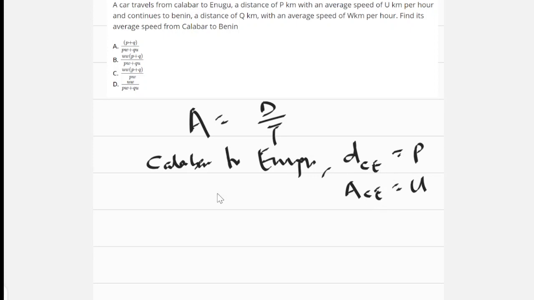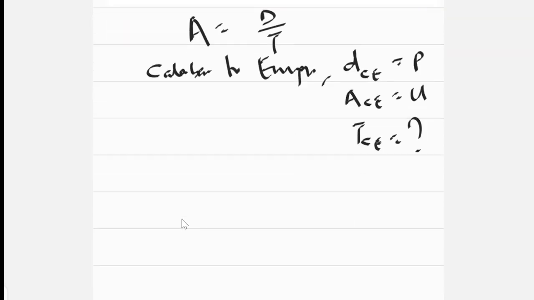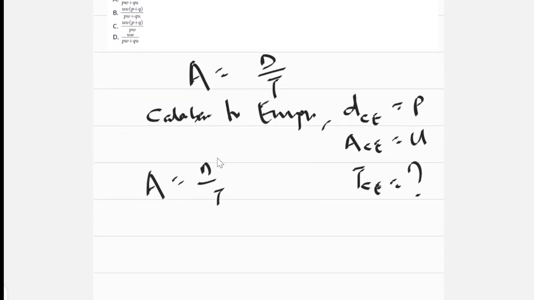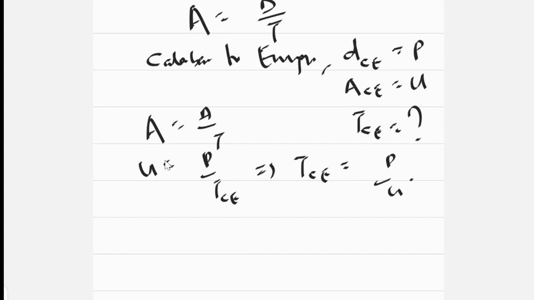But before we continue, we can substitute it here and find the time taken. I hope you understand now. Since the time for CE, from Calabar to Enugu, is unknown, don't forget I have A is equal to D divided by T, and my A here is U. My D, which is the distance covered, is P, divided by T CE, which is what we are going to find, right? Then your T CE, the time covered, will now be P over U. Just cross multiply: you have TU is equal to P, and make T the subject of the formula. Let's call this one.